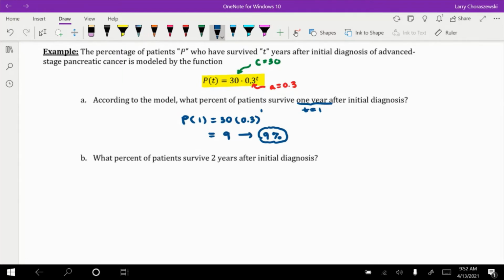It's pretty startling, right? After 2 years, so that's T equals 2, it drops even lower to 2.7, which in this context is a percent, so 2.7%. So only 2.7% of patients survive 2 years after the initial diagnosis. That is hashtag cray.